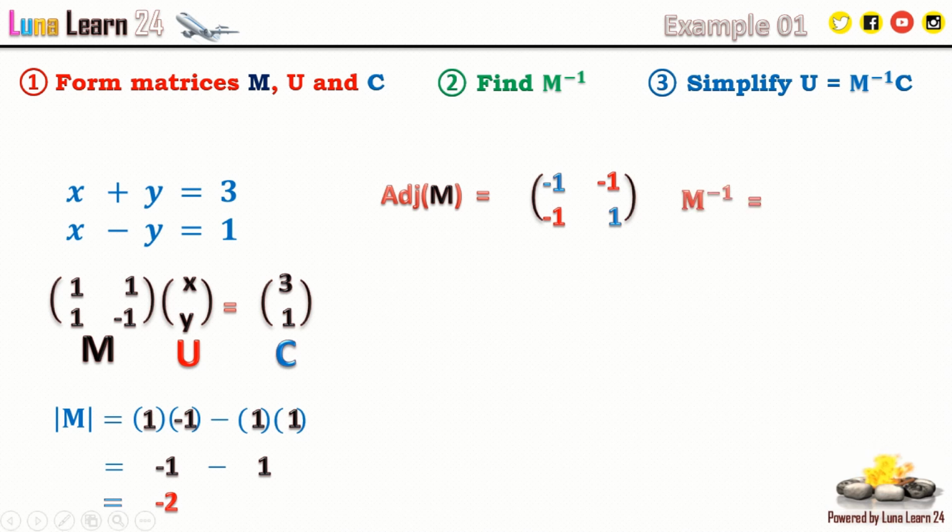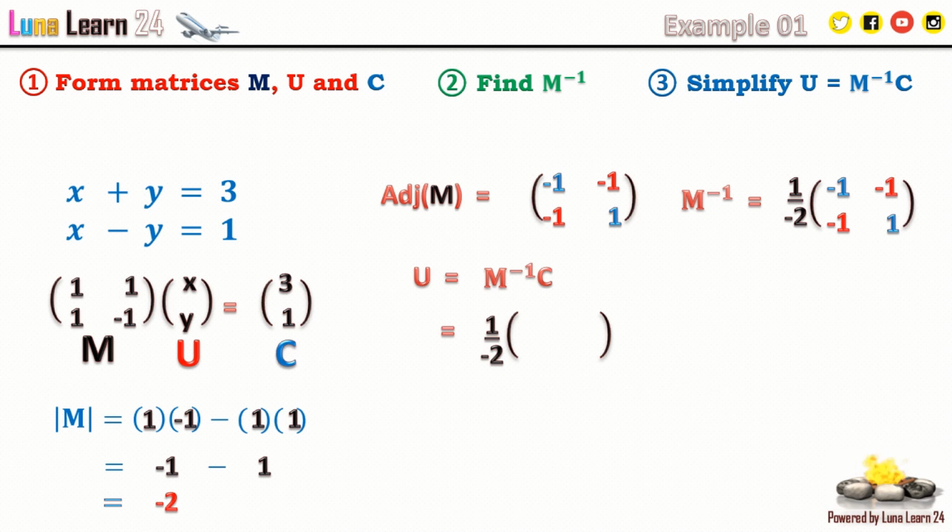So now the inverse is given by 1 over the determinant, that is 1 over negative 2 times the adjugate. So 1 over negative 2 into negative 1, negative 1, negative 1, 1. So this is step 2. Step 2 is complete. Step 3, we are just going to simplify that product to find U. From step 3, our U will be equal to M inverse times C. Our M inverse is negative a half into negative 1, negative 1, negative 1, 1 times C, a matrix of constants, which is 3, 1. So we are going to simplify this matrix multiplication.